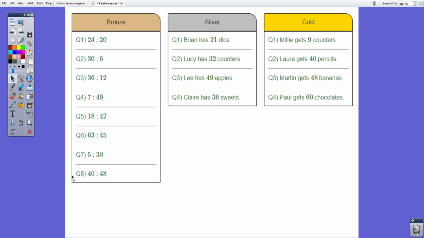Okay, Year 8, that is your lesson for today on ratio. Your next lesson, as I say, will be on ratio revision, which covers a lot of what we've done today, plus a couple of little extras.